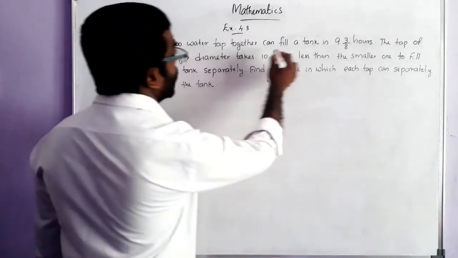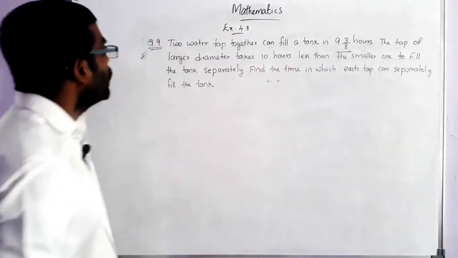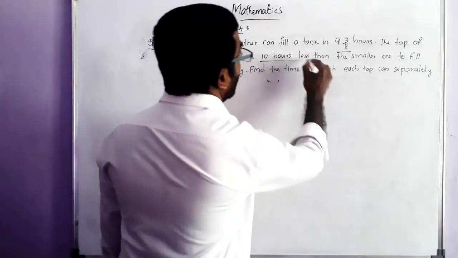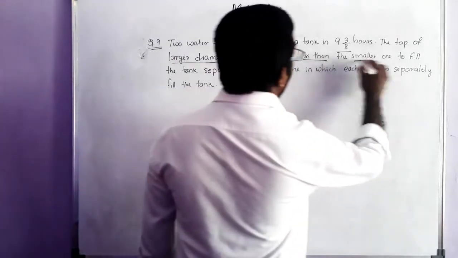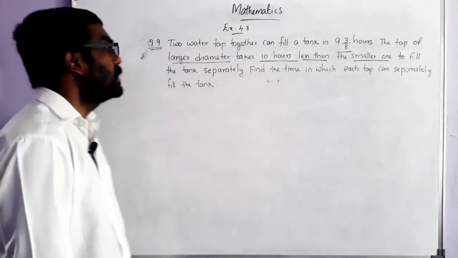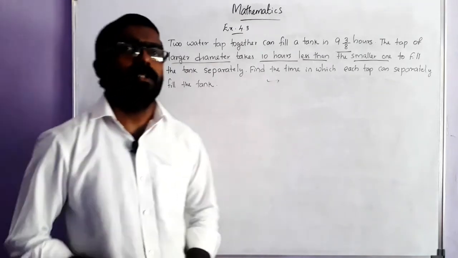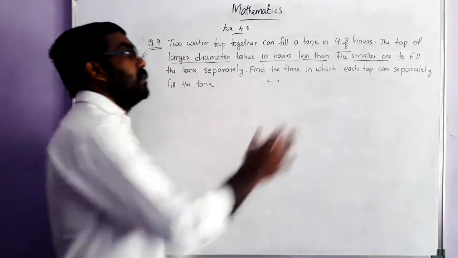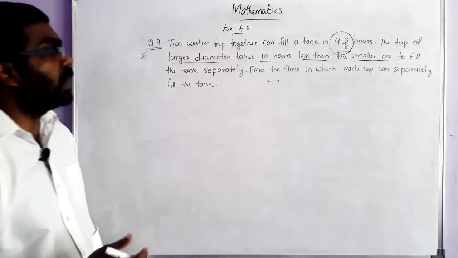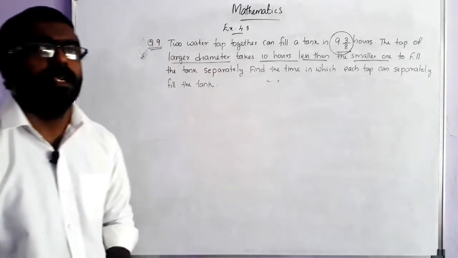Two water taps together can fill a tank in 9 and 3 by 8 hours. The tap of the larger diameter takes 10 hours less than the smaller one to fill the tank separately. Find the time in which each tap can separately fill the tank. Here the situation is, if we open two taps together, the tank will be filled in 9 and 3 by 8 hours. We have to find the time in which each tap can separately fill the tank.